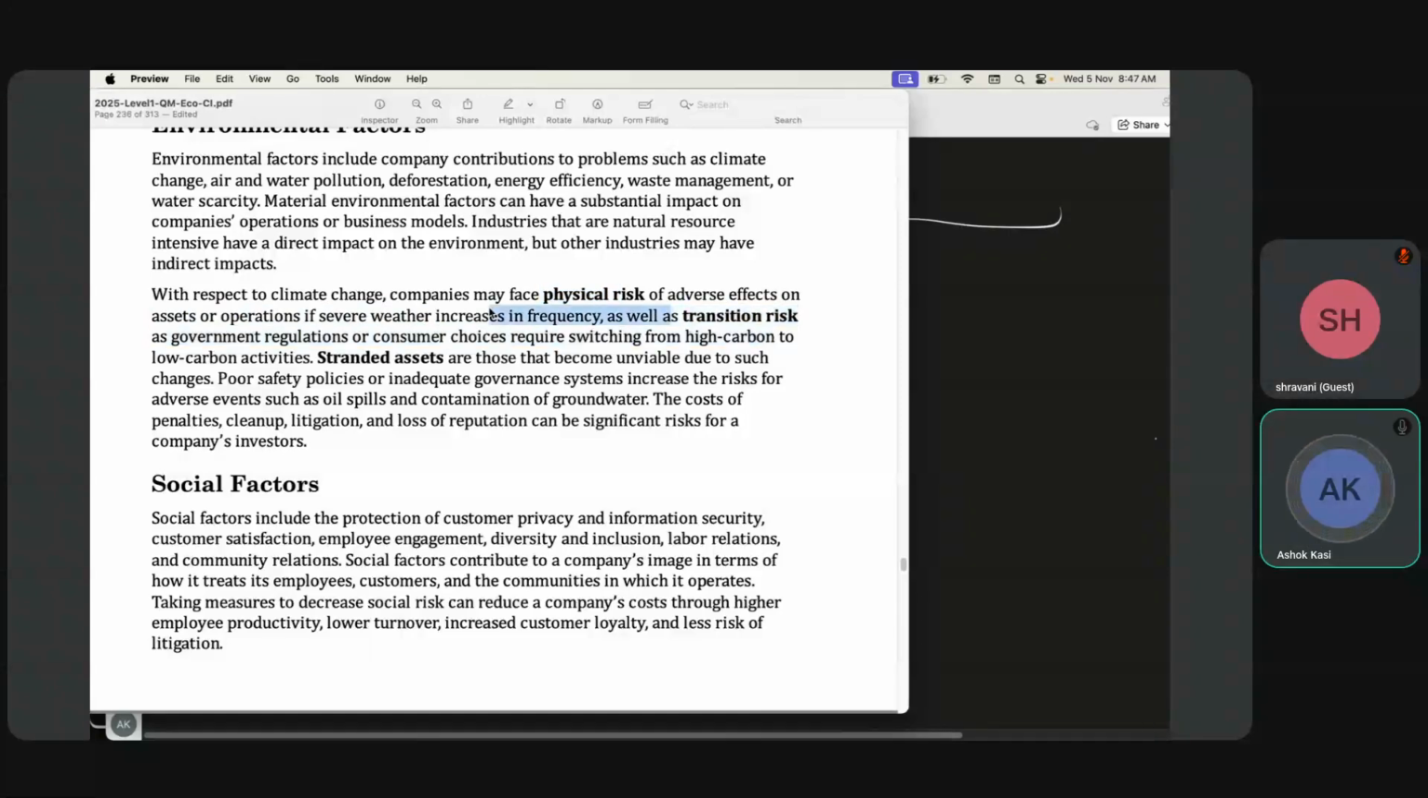Then transition risk, as government regulations or consumer choices require switching from high carbon to low carbon. Shift your plant from one place to another place. That is transition risk. Then stranded assets. Stranded means which cannot be shifted also, are those that become unviable due to such changes. Over a period of time, there is no point changing it. If you shift, it will be of no use. Those are all stranded assets, which will also harm the environment.